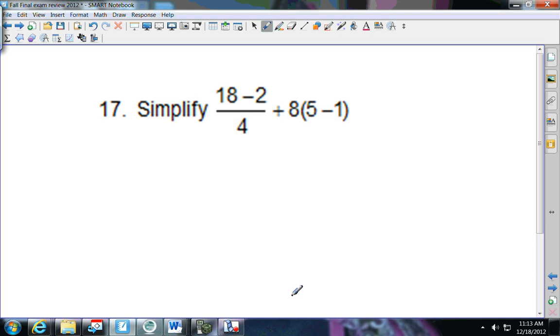Number 17, we've got another order of operation problem. So I'm going to go to parentheses. 5 minus 1, that's 4. Parentheses, exponents, no exponents. Multiplication, division. I'm going to go up here next and do 18 minus 2, which becomes 16. 16 divided by 4 is 4, plus 8 times 4 is 32. Your answer should be 36.